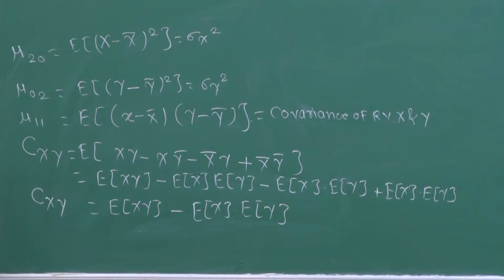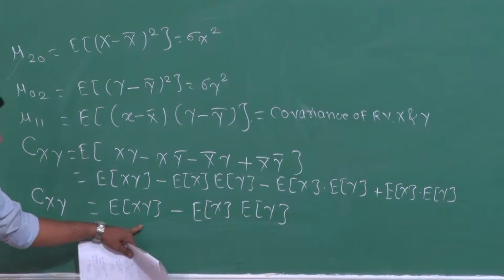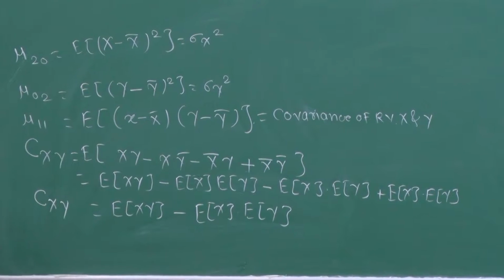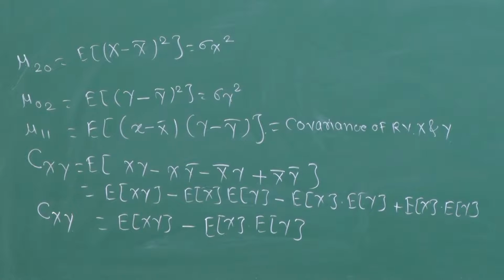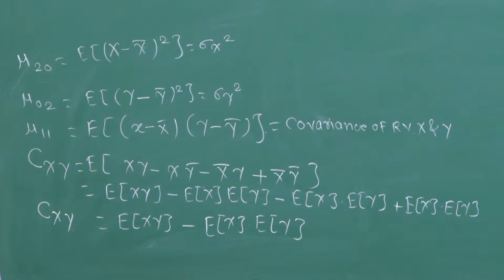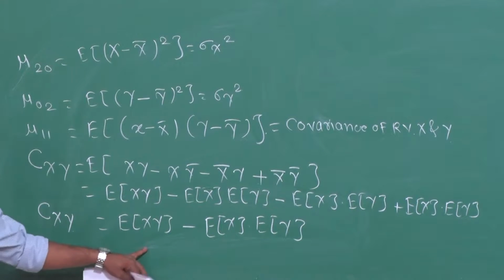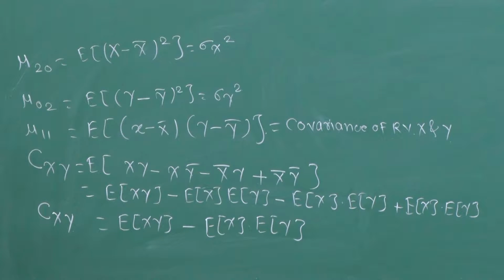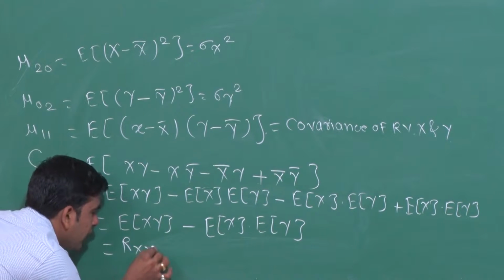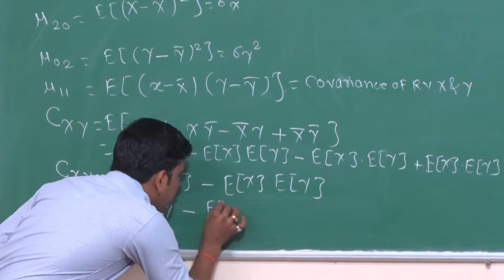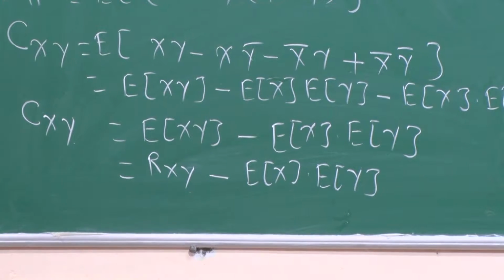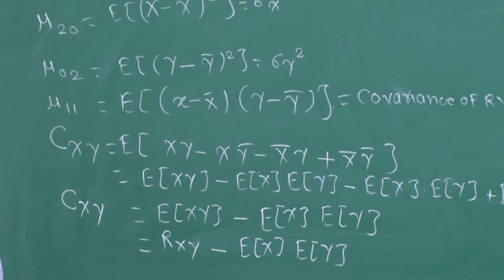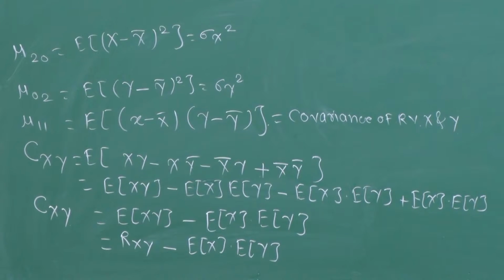So we can say that the covariance of the two random variables X and Y is equal to the expected value of XY minus the expected value of X into the expected value of Y. Is it clear? Covariance between two random variables is equal to the expected value of XY minus the expected value of X into the expected value of Y. Here, the expected value of XY, what is this quantity? Yes, this is nothing but R XY. So the covariance function is equal to the correlation function minus the expected value of X into the expected value of Y.